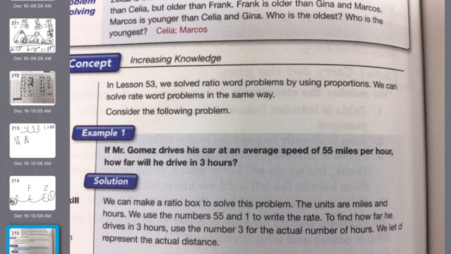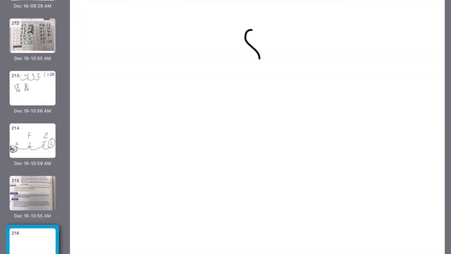Okay, guys, yesterday you were working with ratio boxes, creating those little 2x2s. Today's lesson says this. In lesson 53, we solved ratio problems by using proportions. We can solve rate problems in the exact same way. So that's your introduction. Number 1 says, if Mr. Gomez drives a car at 55 miles per hour, how far will he drive in 3 hours?